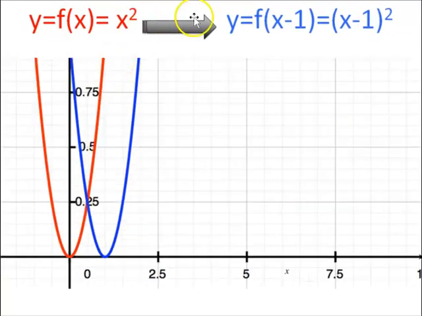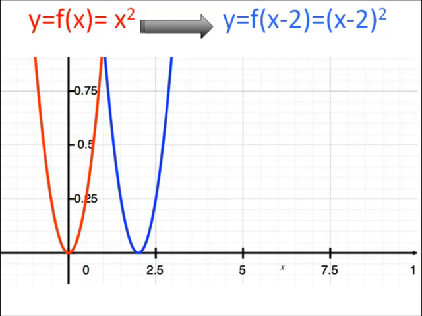So now we see our new function has a minus. Again, we're inside the brackets, and inside the brackets, we're moving left or right. The translation is left or right. But when it's a minus, we're moving to the right. So again, we're starting with the original curve in red, y is equal to x squared. And since we have minus 1, we're moving 1 step to the right, or 1 unit to the right.